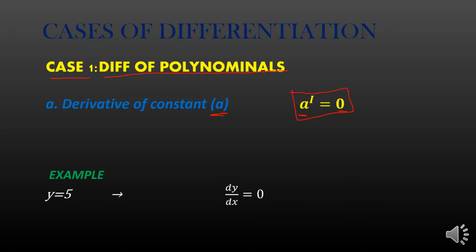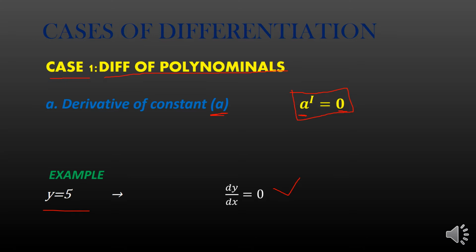A constant, by the way, is a digit with no x. So that's all about the derivative of a constant. Example, y is equal to 5. If we differentiate y with respect to x, we don't have x there, which means 5 is a constant. So dy/dx is 0, as it is written there.